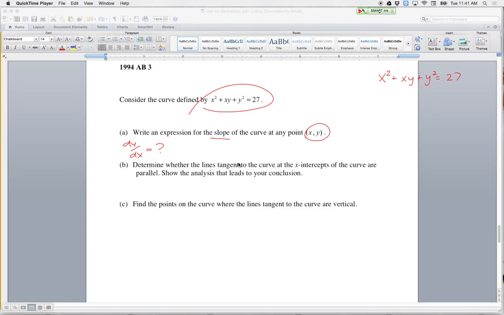So what's the derivative of x squared? 2x plus derivative of xy would be what? You got to use what rule there? Product rule. So it'd be 1 times y plus x times dy dx, plus 2y dy dx, equals 0. I get confused when there's like a constant in front of the xy.